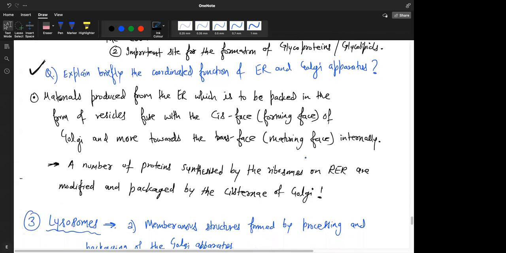Besides that, it is also an important site for the formation of glycoproteins and glycolipids. It also helps in the formation of lysosomes.